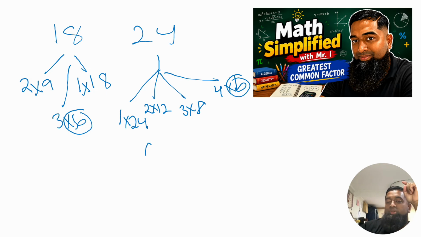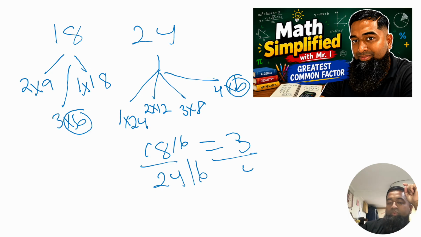But let's show you something that you can do with this. 18 over 24. 6 goes on the top how many times? 3 times. And 6 goes on the bottom how many times? 4 times. You could reduce this. If they told you all of a sudden, this is a fraction, 18 over 24, you use GCF, which is greatest common factor, and you get 3 over 4.